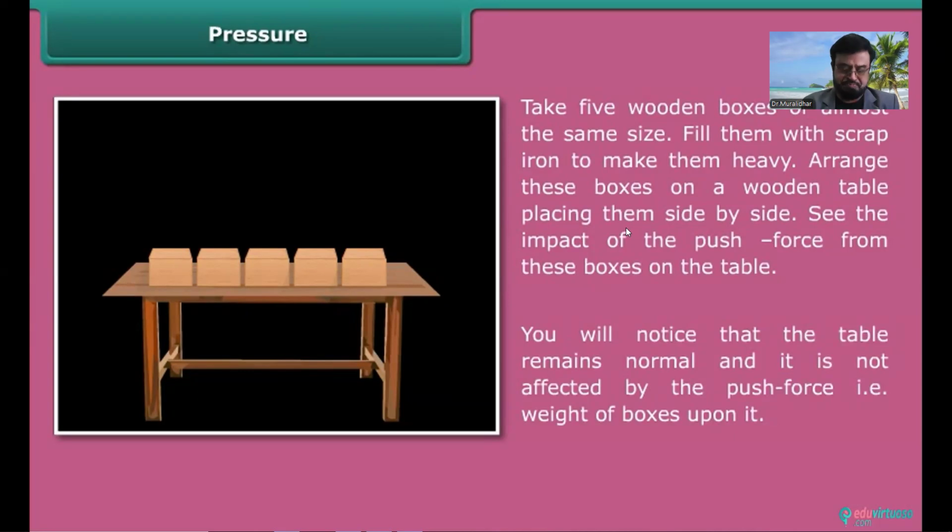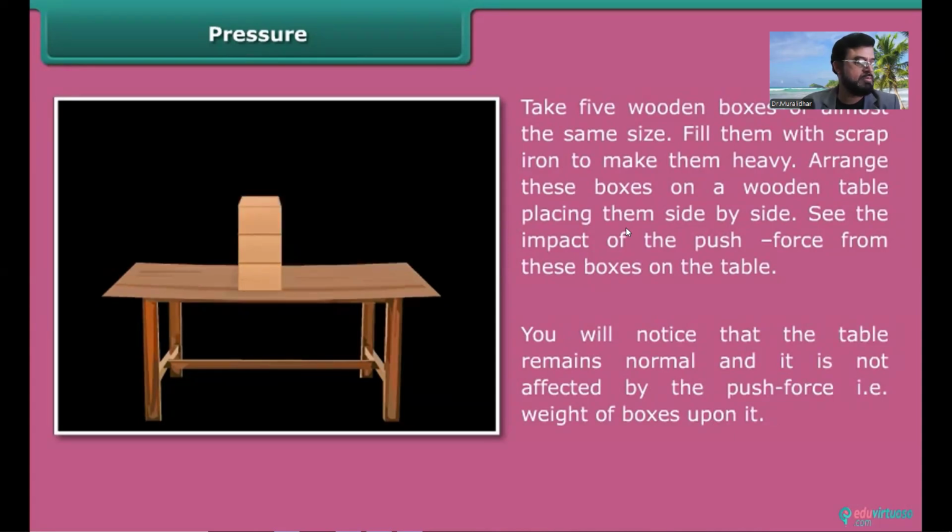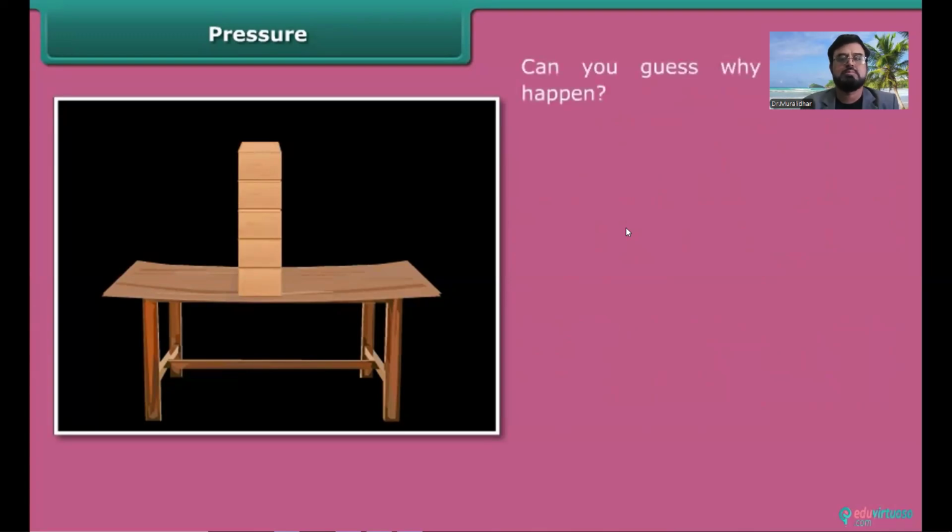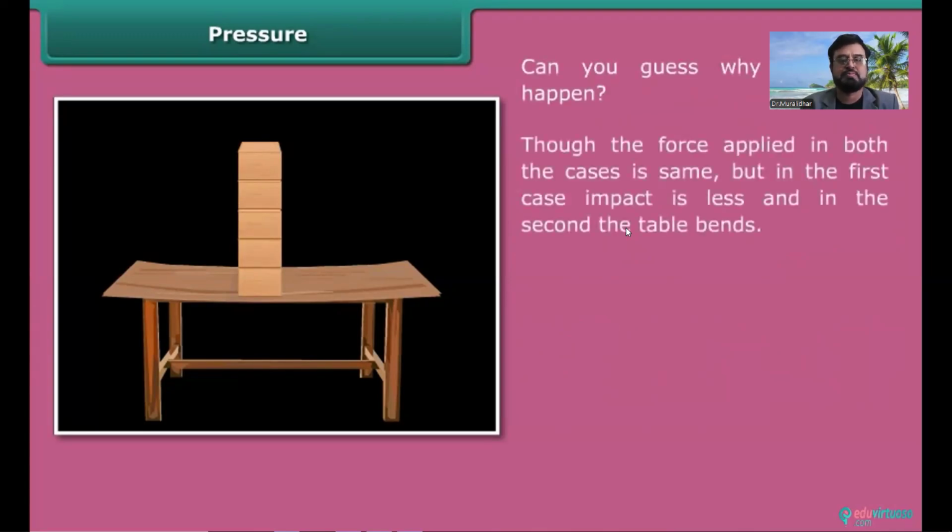Now, rearrange these boxes on the same table, placing them towards the center and one over the other. Now see the impact. In this arrangement, the table either bends or breaks under the weight of the boxes. Can you guess why this happens? Though the force applied in both the cases is the same, in the first case, the impact is less, and in the second, the table bends.